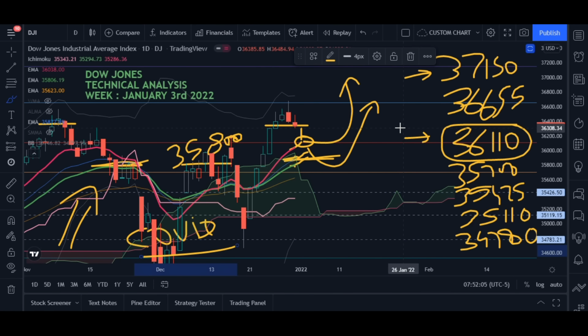Guys, this was my technical analysis for the week of January 3rd, 2022.